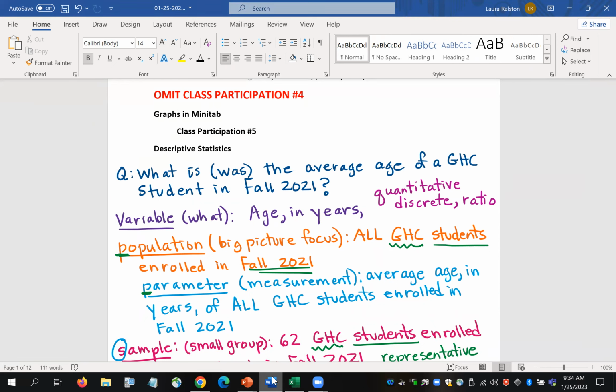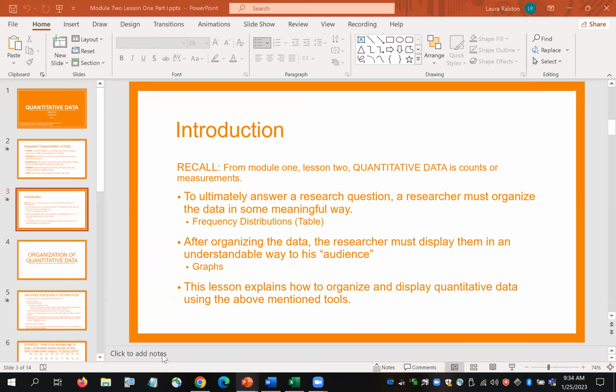And I mentioned to you, you want to state your question as clearly and with as much detail as possible, because that helps you to then do step 2, where you need to identify the variable, the population, the parameter, the sample, and the statistic. So we pose our question, and our goal ultimately is to be able to answer that research question. And so then we had to talk about ways to organize the data in some meaningful way. And we began talking about a grouped frequency distribution, which I'm going to review in just a minute.